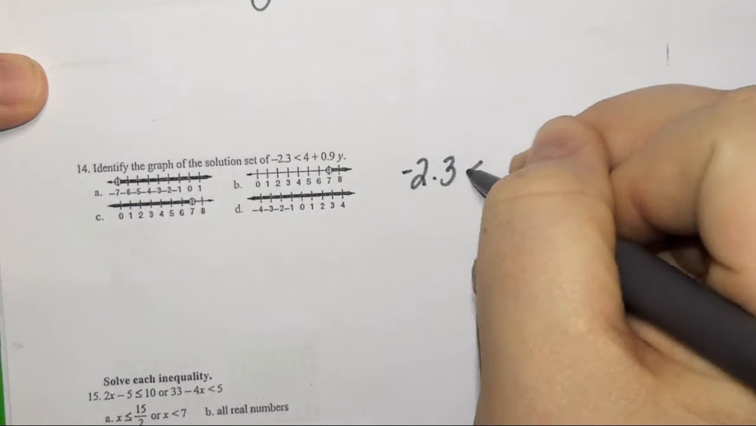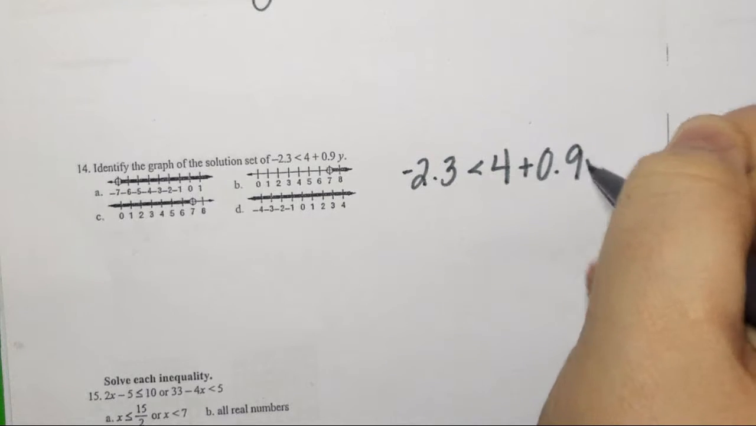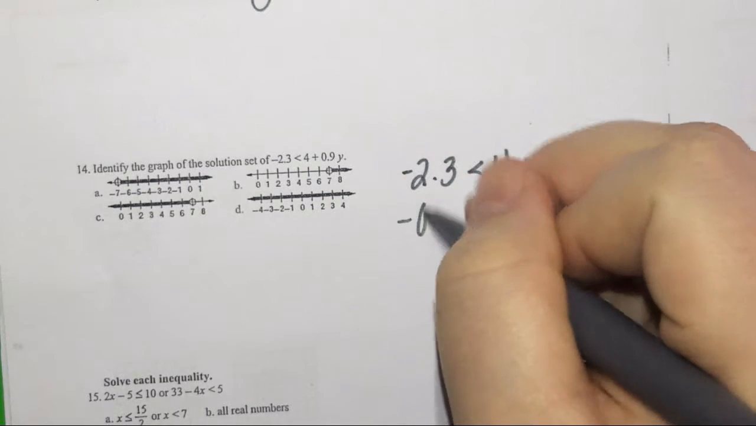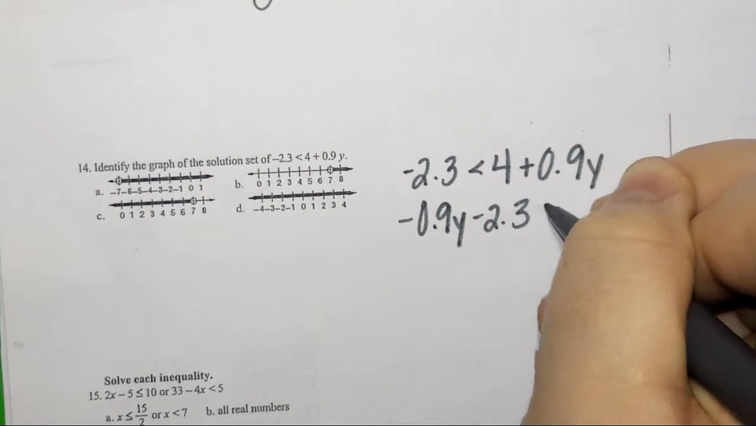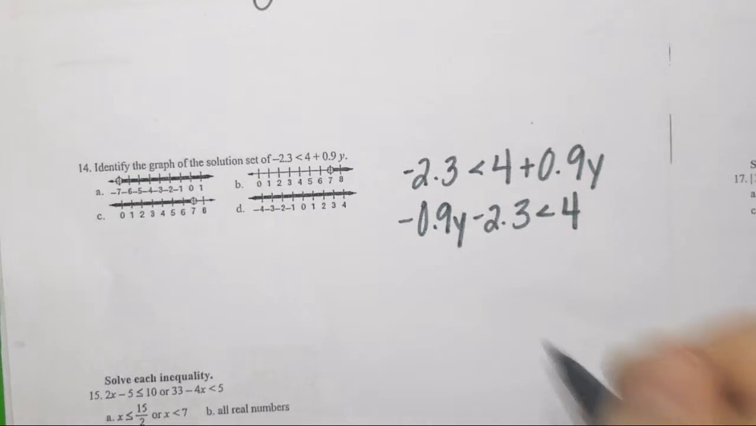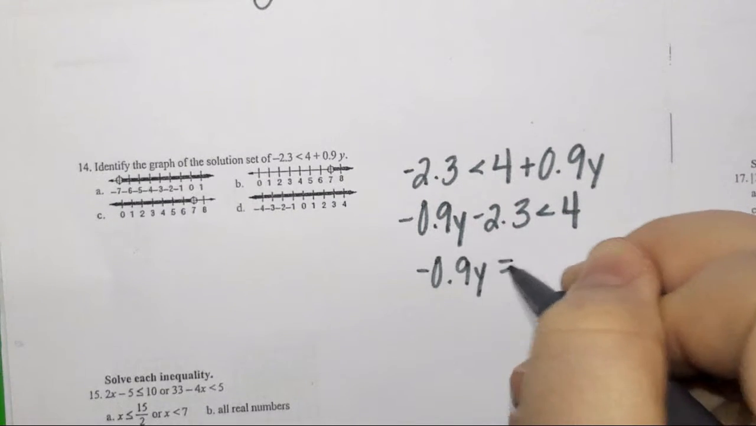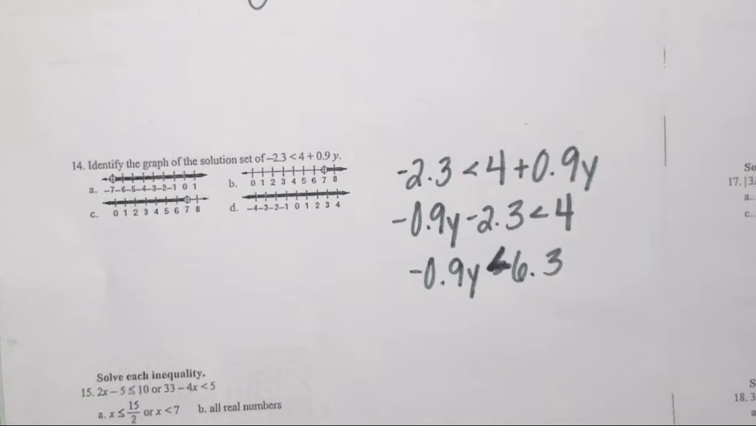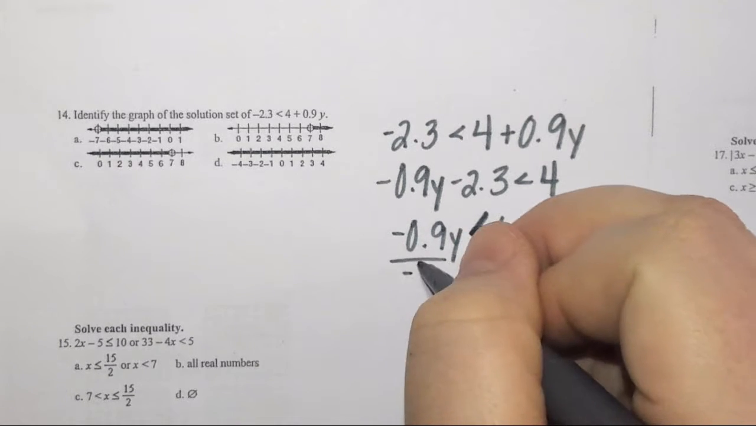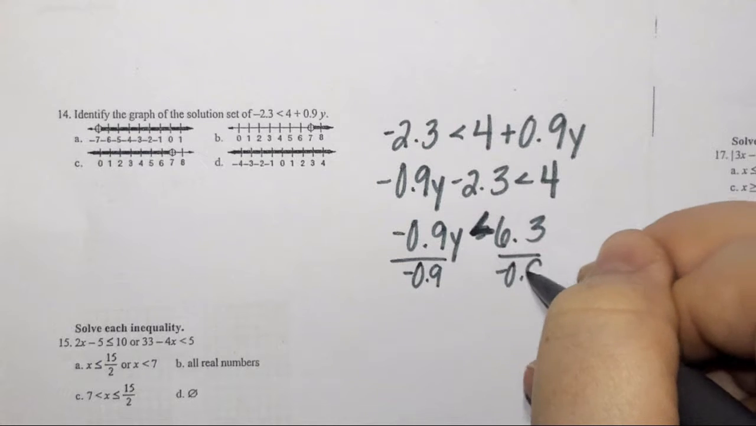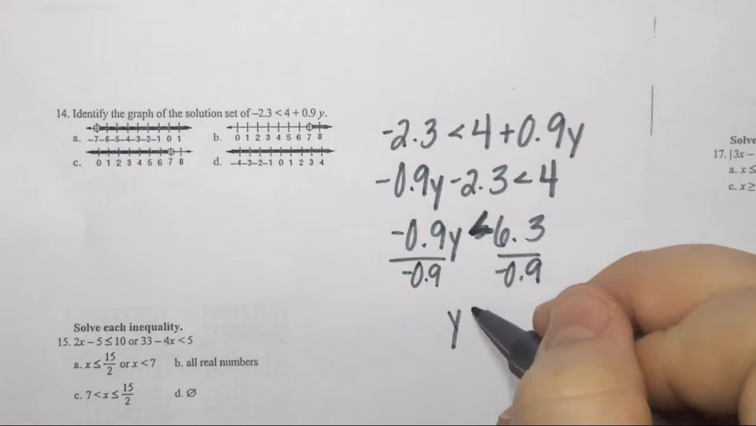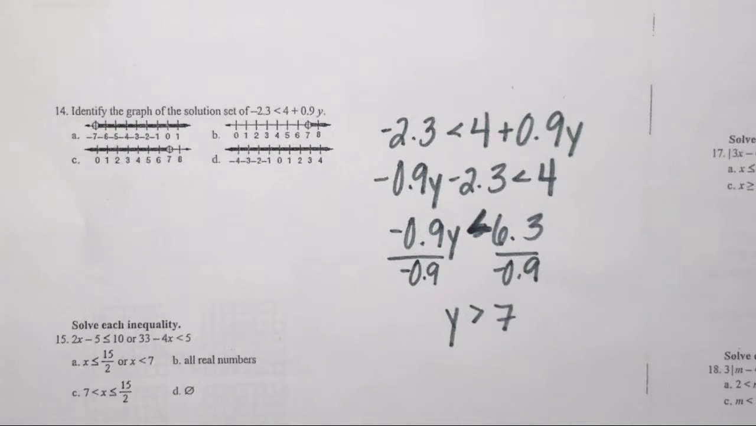Negative 2.3 is less than 4 plus 0.9y. I'm going to move my y's to one side, to the left, and my numbers to the other. If I add 2.3 to both sides, less than 6.3. Some people are going to get tripped up here because when I divide by negative 0.9, I need to do what? Got to flip that sign. So it should be y is greater than 7, which is A.